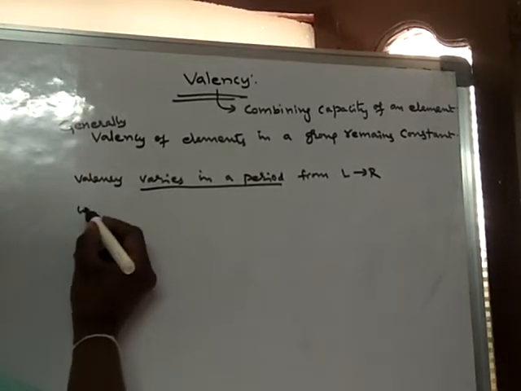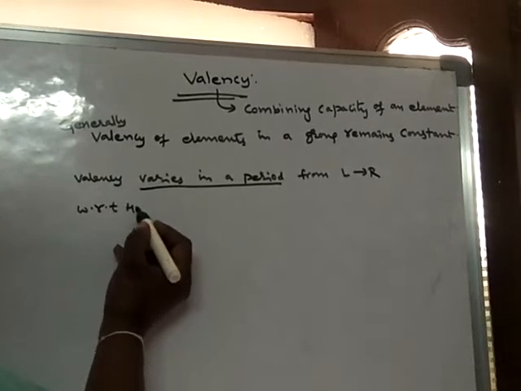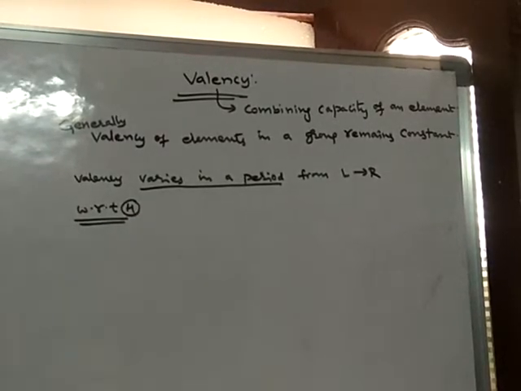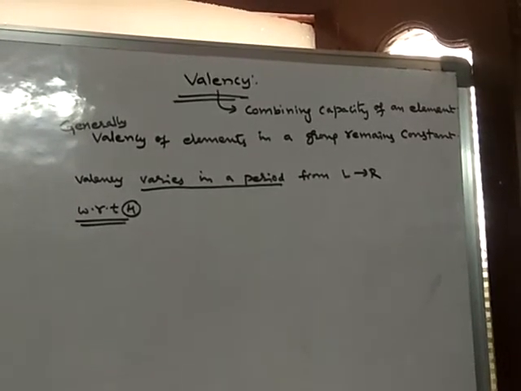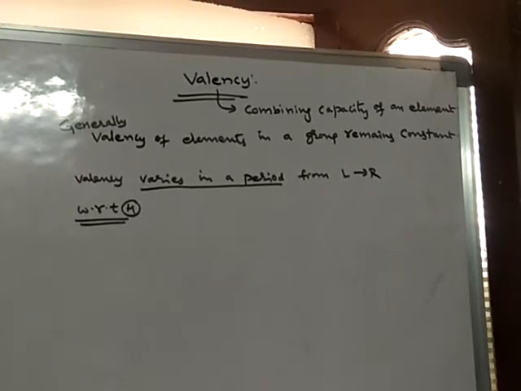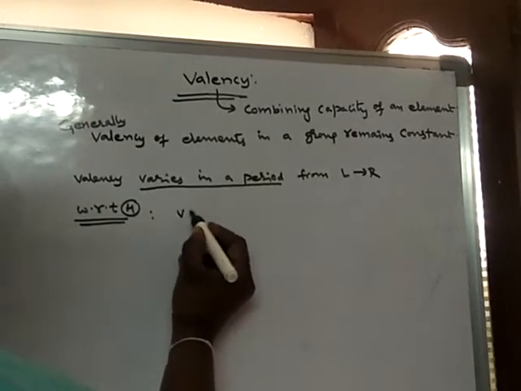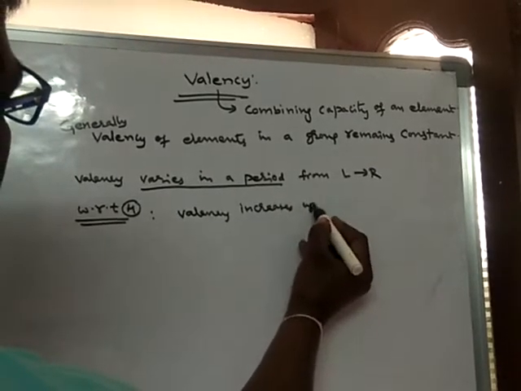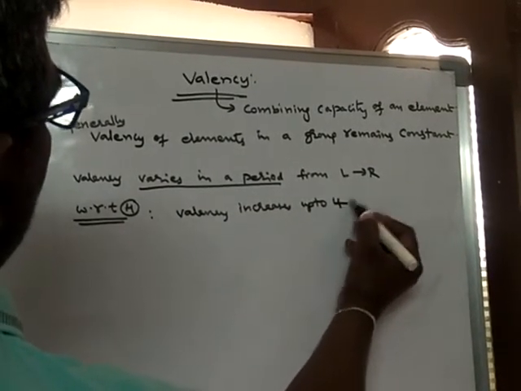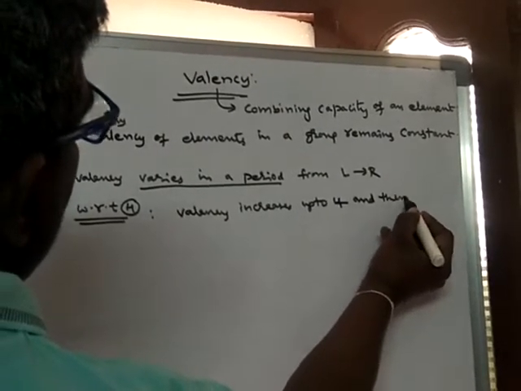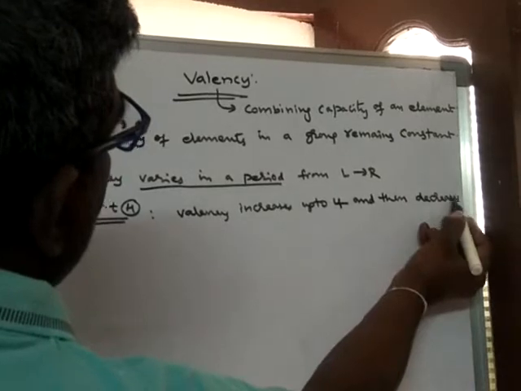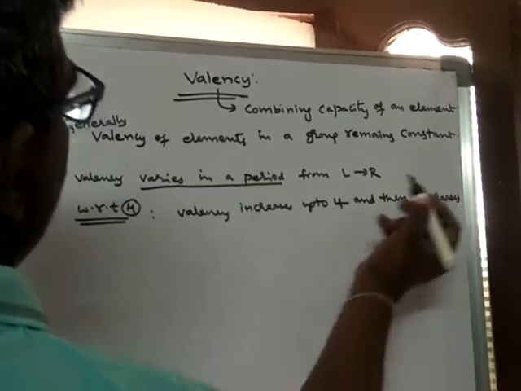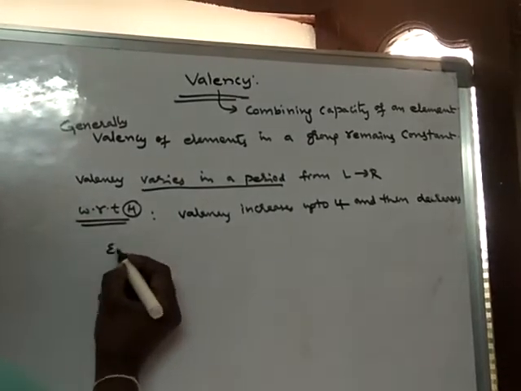With respect to hydrogen atoms, the valency initially increases up to 4, and then decreases.